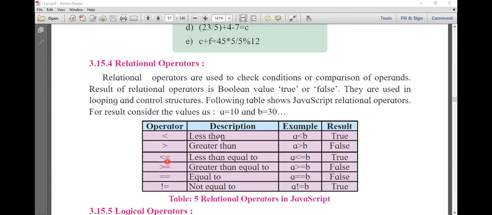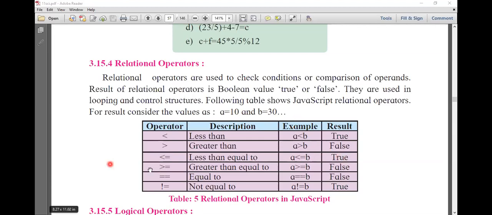Now see here. A is 10, B is 30. What is the description of this symbol? Less than or equal to. If we write the example like this, A less than or equal to B means, substituting values, 10 less than or equal to 30. Either it may be less than or equal to. It is not equal to, but it is less than, so it is true. 10 is not equal to 30, but 10 is less than or equal to 30, so it is true.